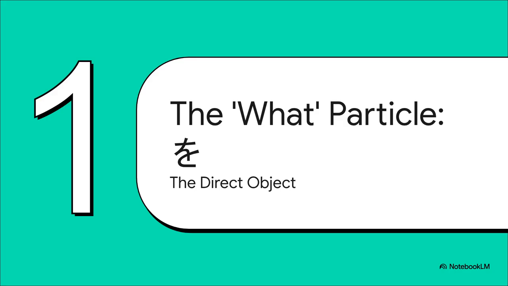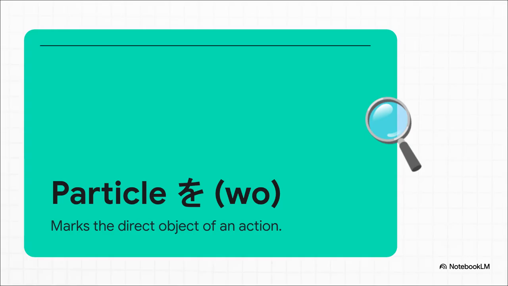This is the particle o. Now, a quick heads up, it's written W-O, but you just pronounce it O. Super simple, and its whole job is to tell you the what of the sentence. So, how does that work? Just think of O as a big spotlight. It shines right on whatever is receiving the action from the verb. If you drink something, O shines on the drink. If you read something, it shines on the book.